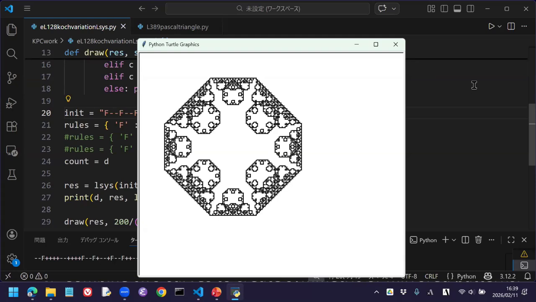Okay, so now we are ready to go on to the next topic, which is the dragon curve.